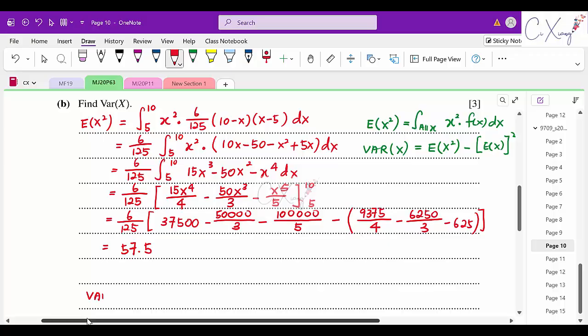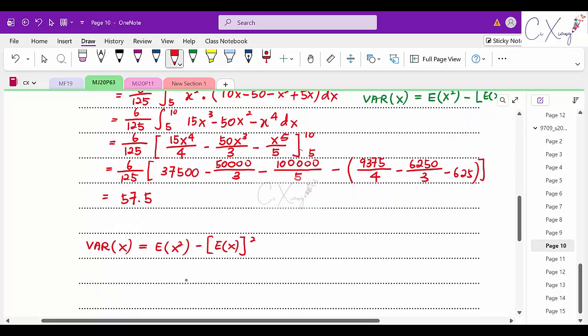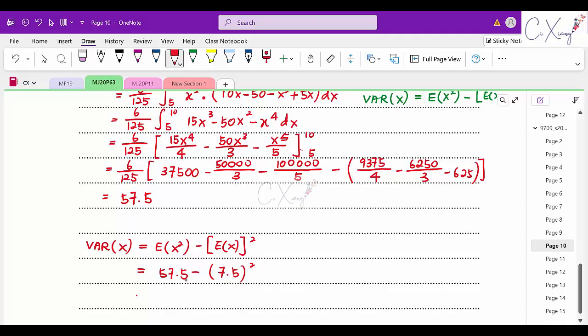Then let us continue with one extra step here. Let's figure out the value for variance of x. The formula is the expected value for x squared minus the mean square. Okay, then I'm having 57.5 minus, what's the mean just now? When you got 7.5 just now, then we square it. And by right, you'll be having 1.25 as the value of variance. Alright, so this is what we have for part B.